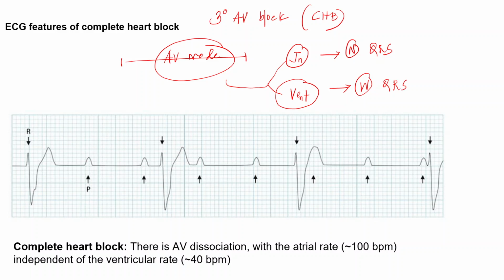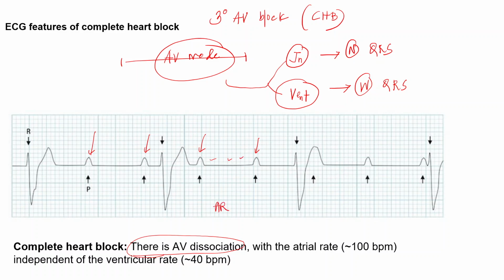So in case of complete heart block, if you are getting a wide QRS complex, it is the ventricular rhythm. In case of a complete heart block, if you are getting a narrow QRS complex, it is the junctional rhythm. And what else you can appreciate is that the P waves will follow their own pattern, and the QRS complexes will follow their own pattern. So there will be complete AV dissociation. As you can see here, there is a P wave here, there is a P wave here, there is a P wave here, there is a P wave here, and the P wave rate is around 1, 2, 3 small boxes.